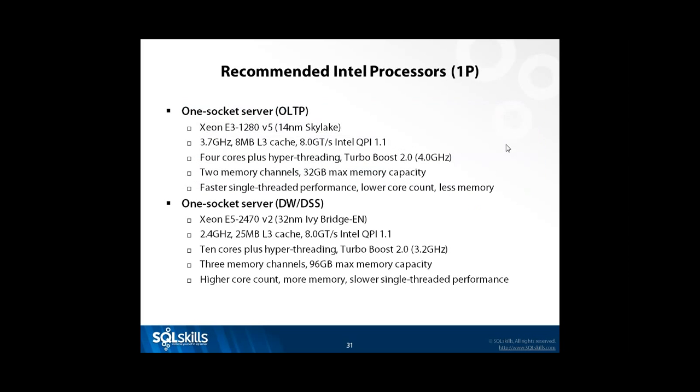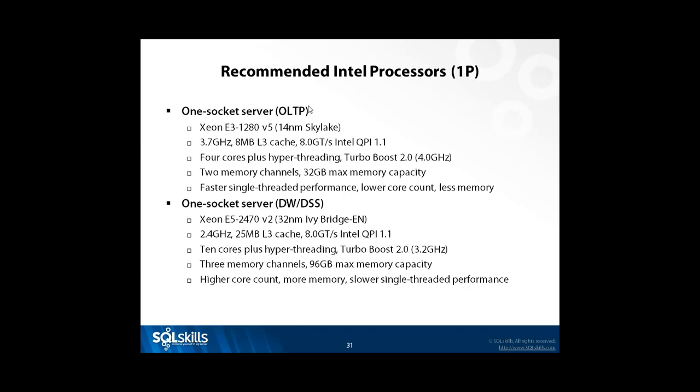So to cut to the chase here on processor selection, if you know that you're going to have a single socket server for a pretty small database server workload, and it's going to be an OLTP workload, a 1-socket server, this is the processor you want right now, the E3-1280 V5. It's a 14-nanometer Skylake, and here's the clock speed, how big the L3 cache is. It's only got 4 cores. It's basically a server version of a desktop processor, and it can only do 32 gigs of memory in the machine. So it's essentially a desktop in a single socket server, but it gives you really, really fast single-threaded performance, but you do have a low core count and less memory.